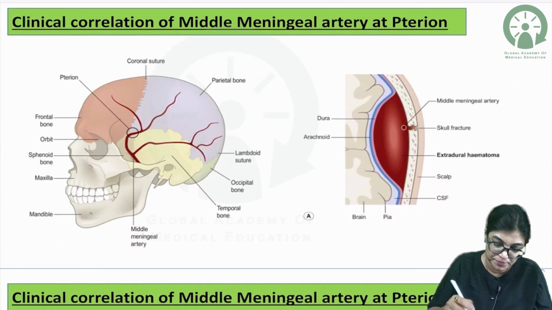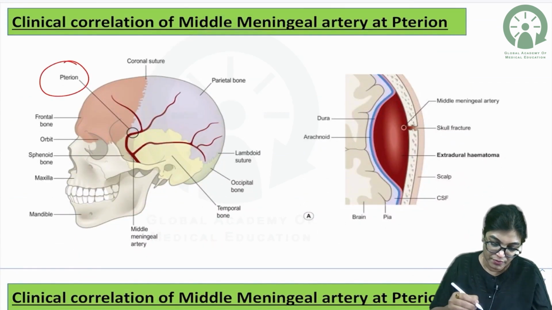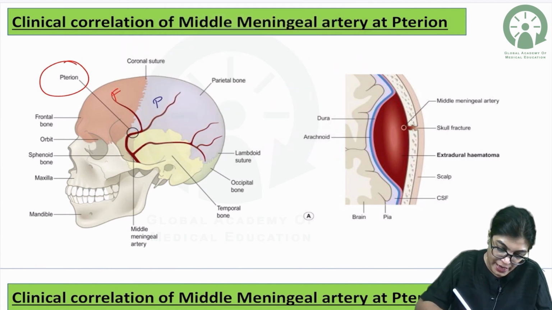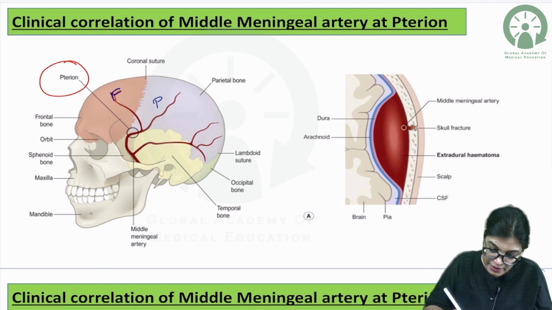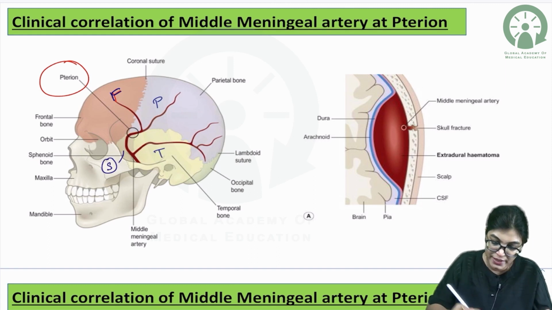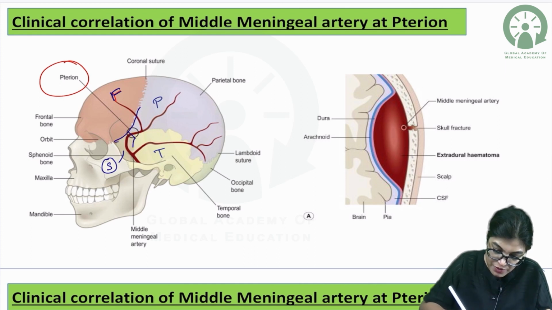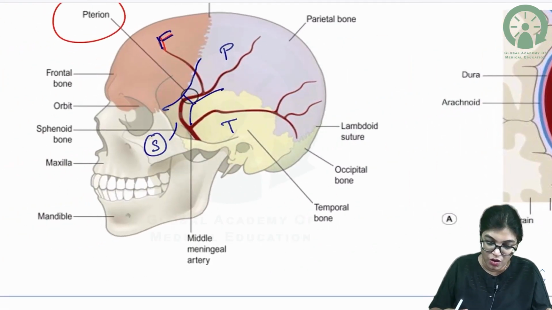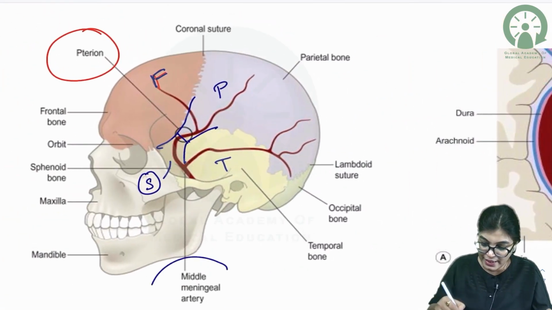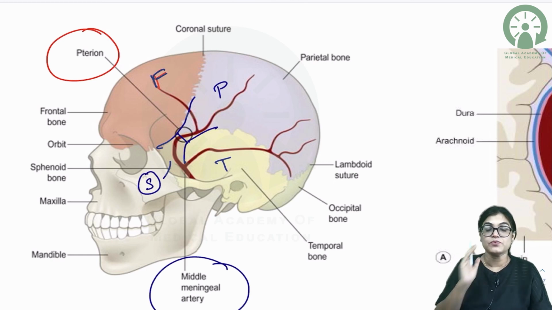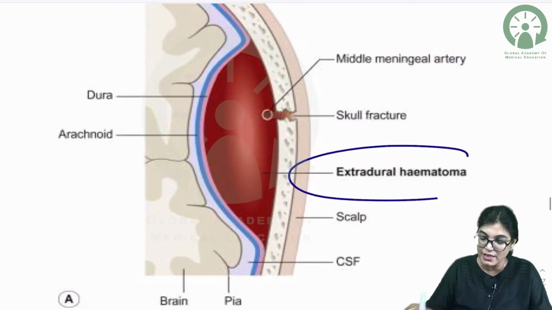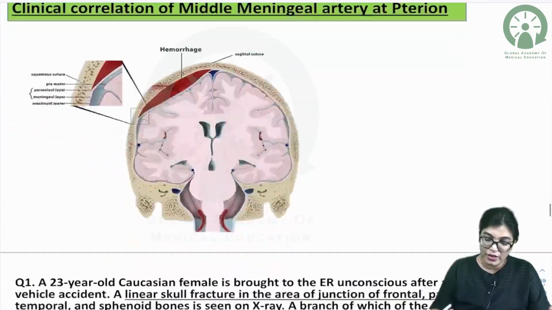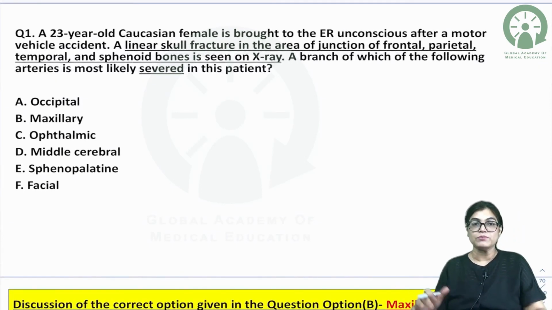So you can see here, this is the pterion, where the frontal bone, parietal bone, P for parietal, T for temporal, and S for sphenoid meet. And this H-shaped suture which you are seeing is the pterion, and there is the location of the vessel, that is the middle meningeal artery, which gives its frontal trunk, and this bleeding will lead to extradural hematoma or epidural hematoma.